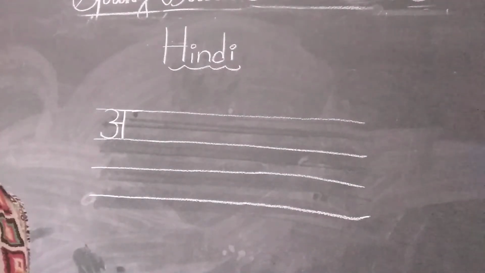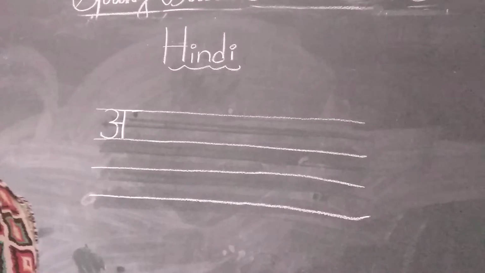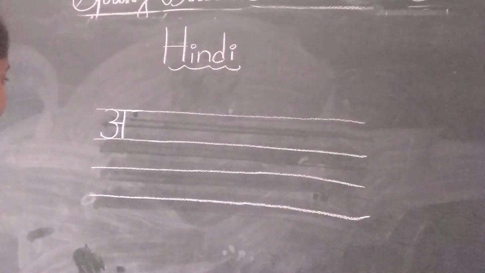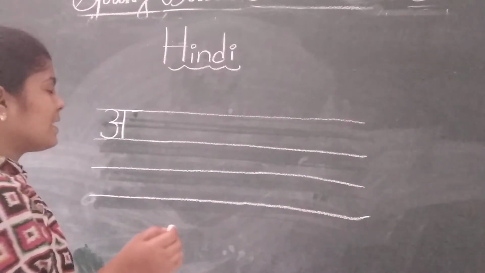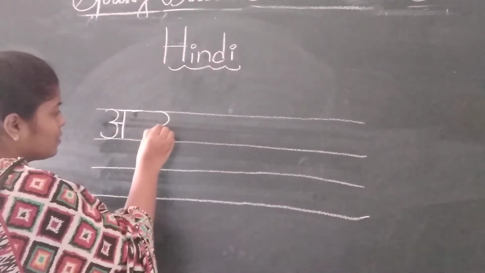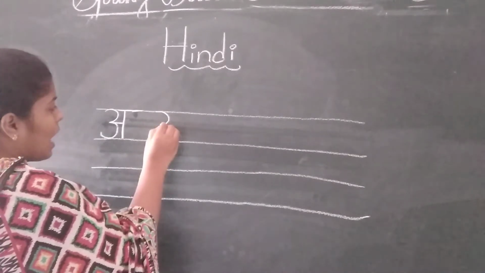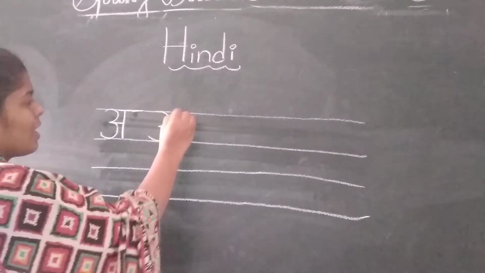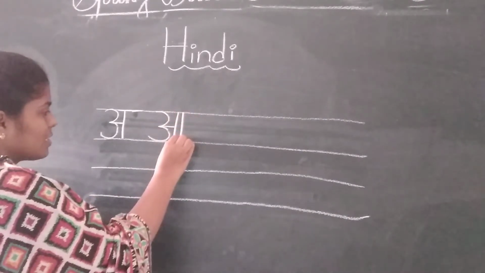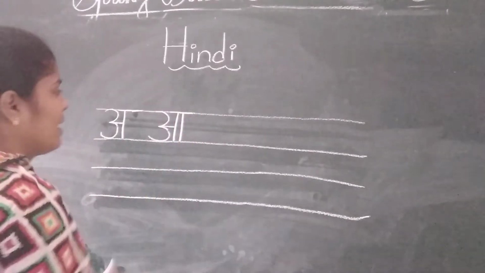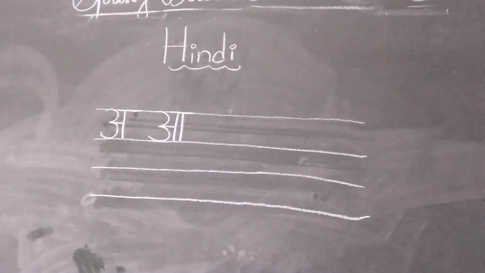So, what is the next letter after A? It's Aa. Right? Yes, good. Say how to write the letter Aa, children. First, we have to write number 3, one sleeping line, one standing line, another standing line, and one sleeping line. It forms letter Aa.